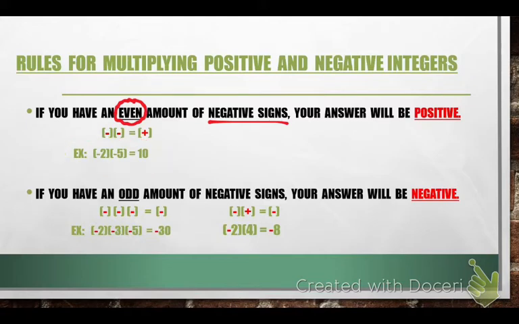Let's look at the next one. If you have an odd amount, take your red pen, of negative signs, underline the words negative signs, then your answer is going to be negative. You can look right here. -2 times +4. There's only one negative there. Therefore, my answer has to be negative.